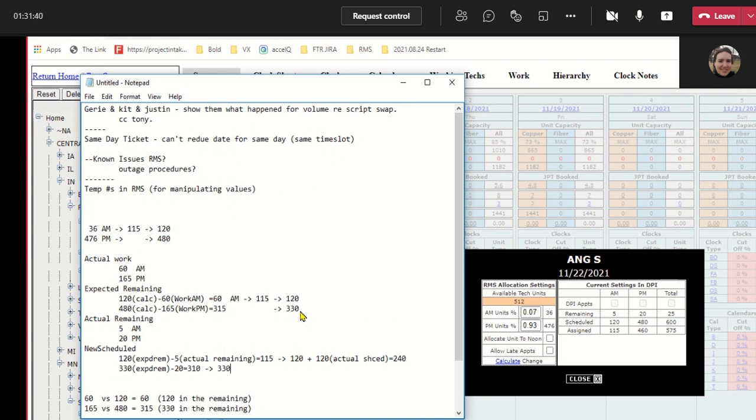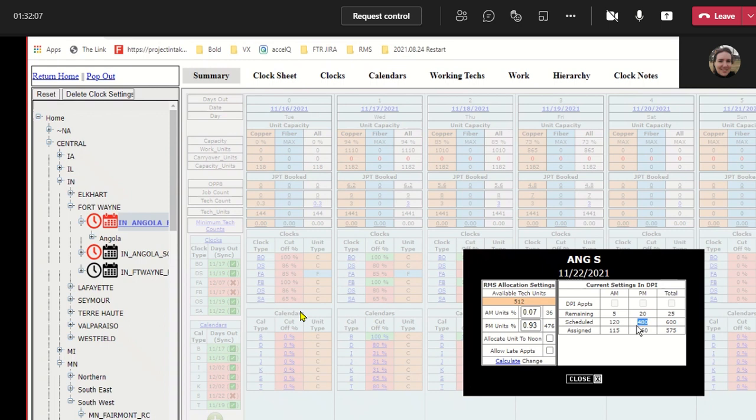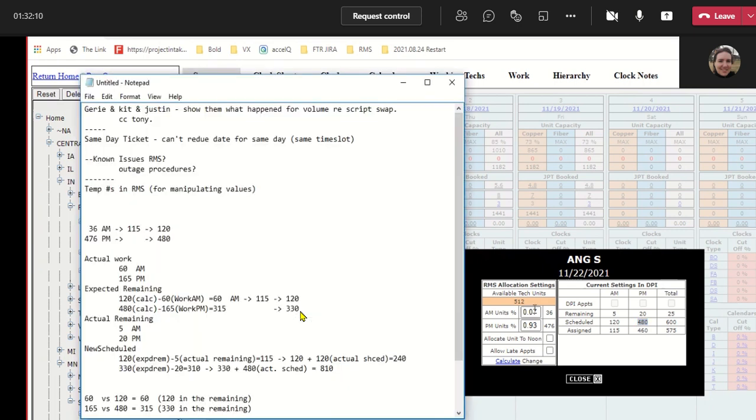And then we'd add that to the 480, which is actual scheduled, and we'd get, I think, 810. This one is only 330, right? Not 120. Not 480. Well, no, because there's already 480 scheduled. This is the actual schedule, which is 480. So I'd have to input 810 units into the schedule so that the remainder comes out as that.